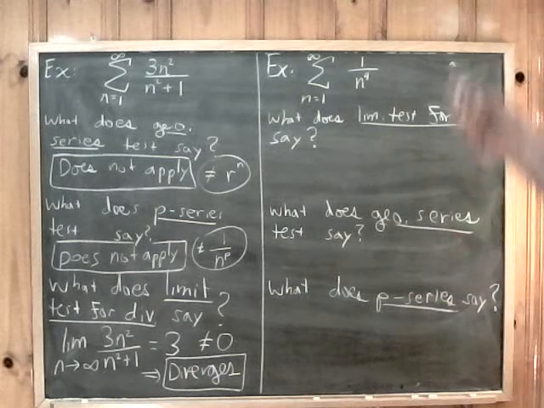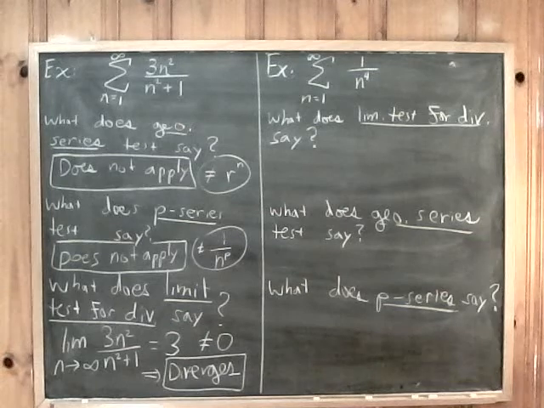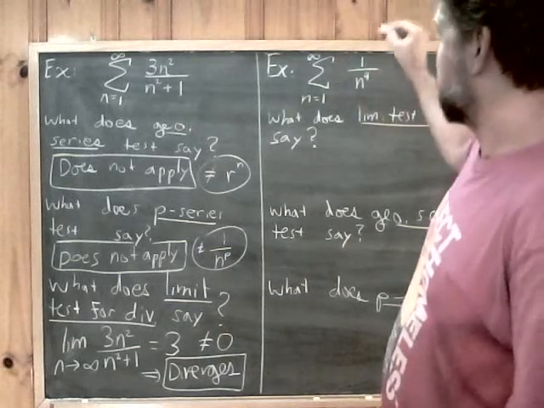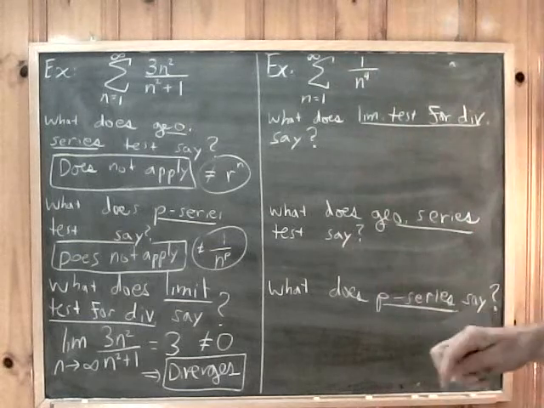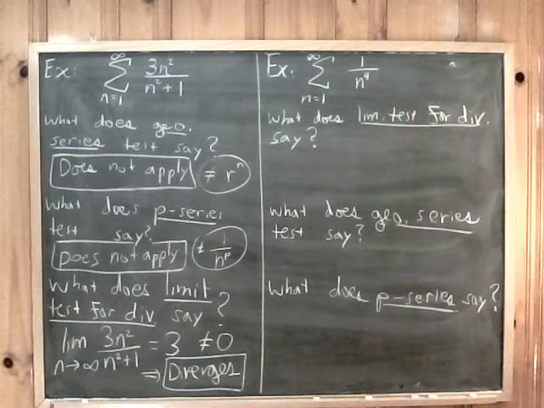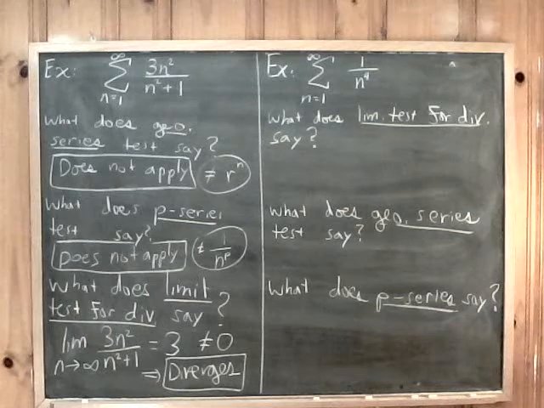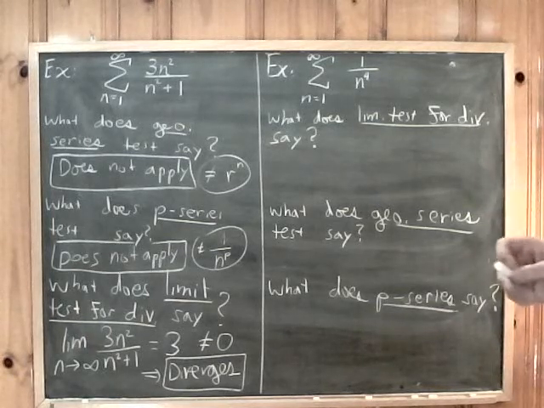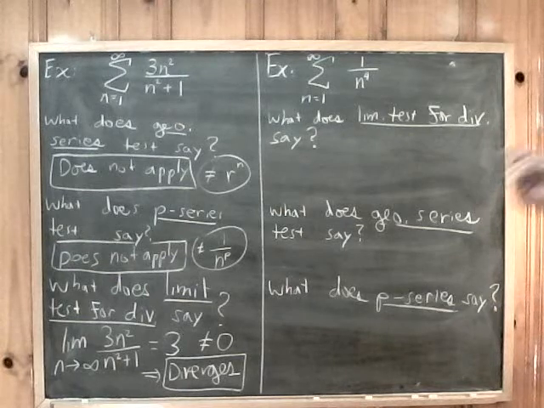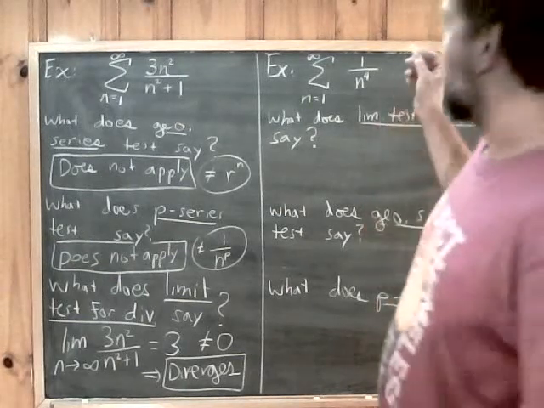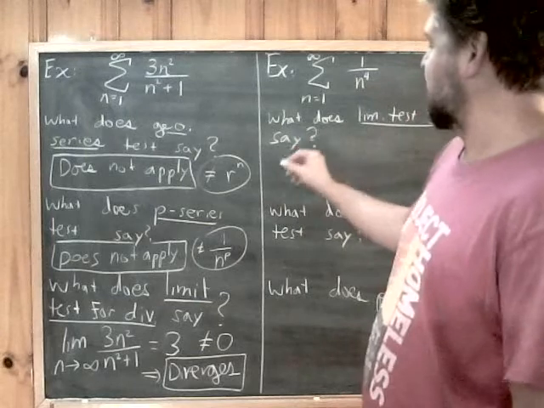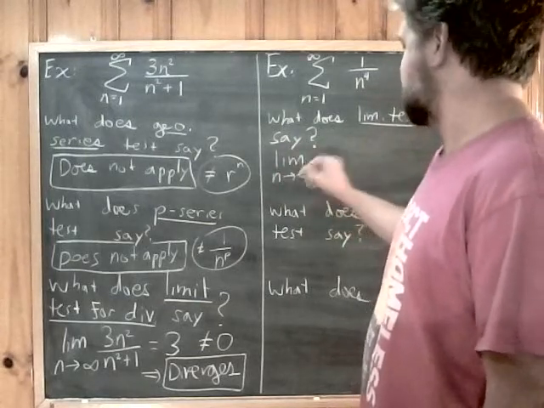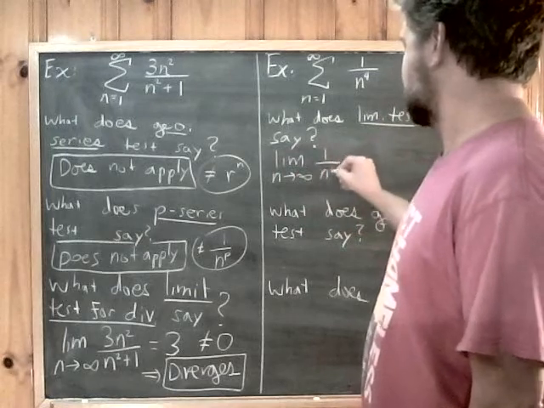All right, here's another one. Similar 3 questions. This example is summation n equals 1 to infinity of 1 over n to the 4. All right, so that one's easier. I kind of know what it is, but let's ask all 3 questions because it might be on the test. What does the limit test for divergence say? Well, that applies to every single function, so I have to go ahead and do it. Limit as n goes to infinity, 1 over n to the 4.